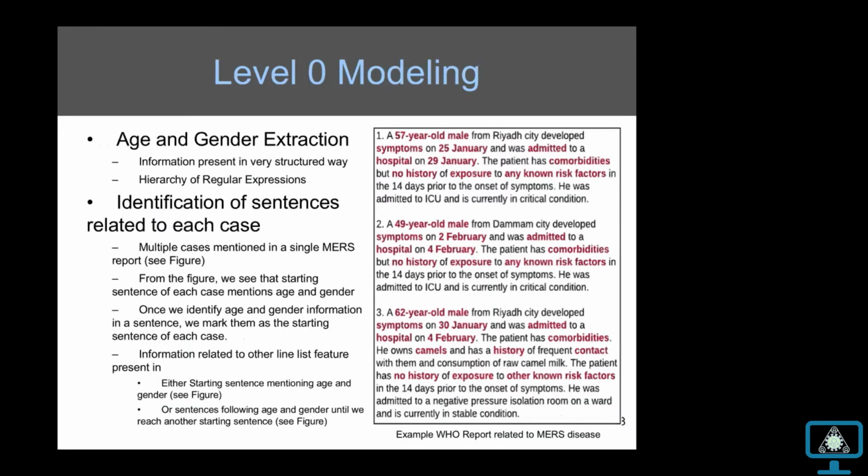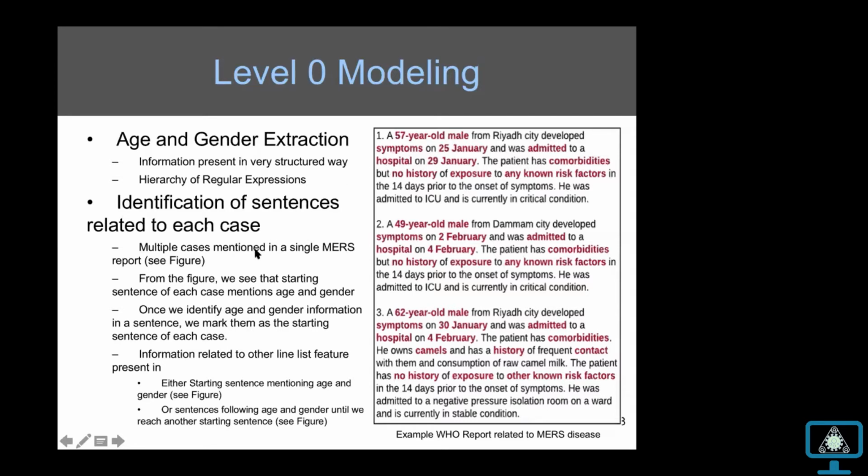So here's an example of that first level of modeling that I mentioned that I said we'll get out of the way. We're going to be looking at age and gender extraction. And one of the easy parts to extracting age and gender is that these bulletins tend to describe them in a fairly structured way. So a simple hierarchy of regular expressions is able to capture them. So for example, they'll go ahead and say a 57-year-old male from Riyadh, a 48-year-old male, and so on. And so they're easy to extract.